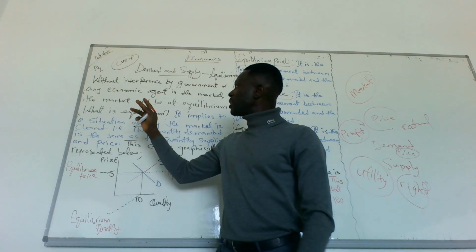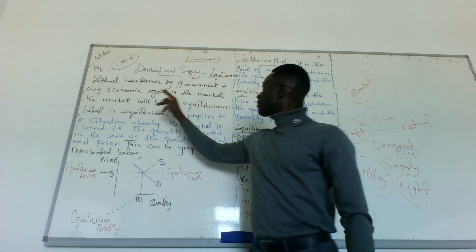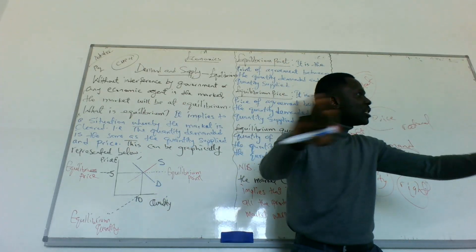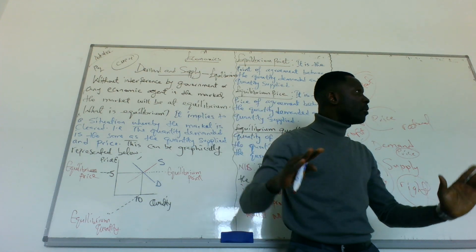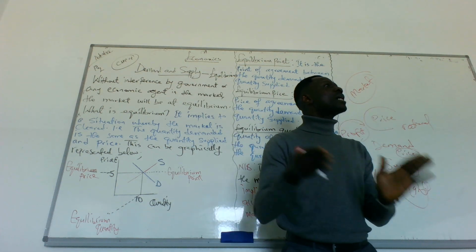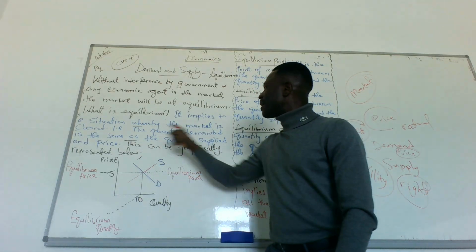So look at what I wrote here. Without interference by government or any economic agents, the market will be what? At equilibrium. Without any intervention, without any interference, if everything stays the same, ceteris paribus, the market will be cleared. The market will be at equilibrium. And what is equilibrium? Equilibrium implies where the market is cleared.